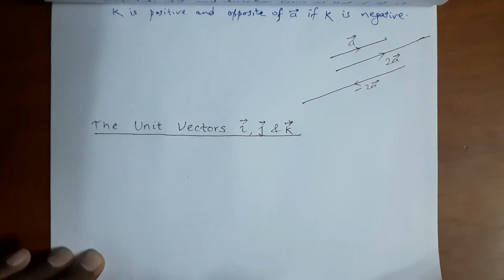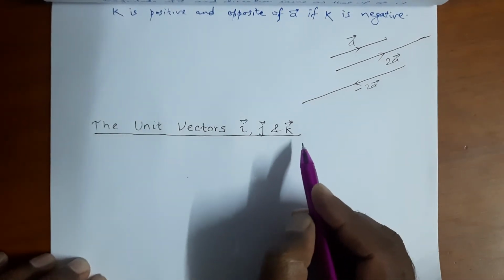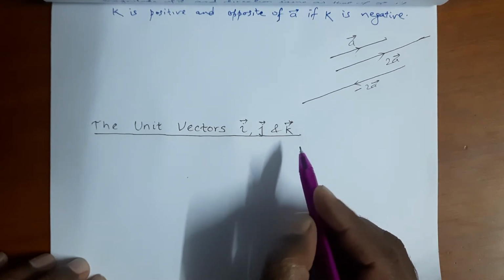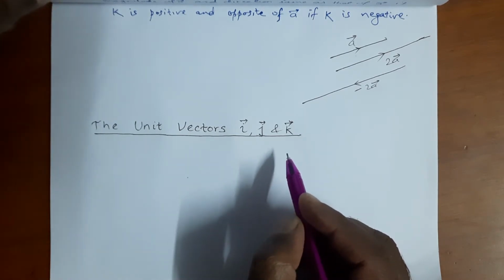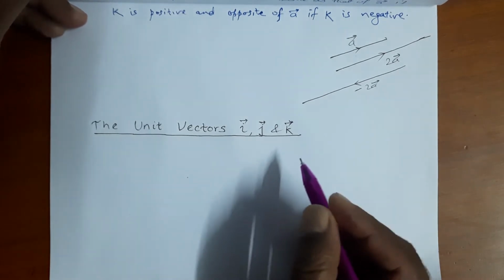So now I am going to explain about the unit vectors I, J, and K. These unit vectors I, J, and K are of great importance in vectors because these are frequently used while solving problems on vectors.